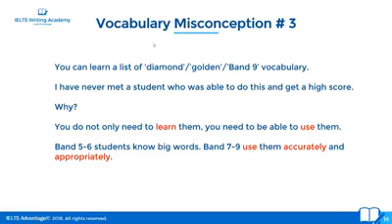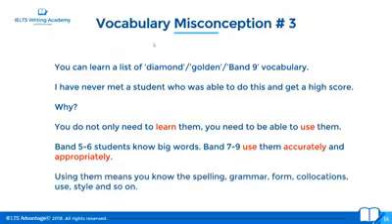Band 7, 8 and 9 students realize that they need to not only learn words properly, but use them accurately and appropriately. Using them means that you know the spelling, the grammar, the form, the collocations, the use, the style, and so on. You need to use words that you understand 100% and you're able to use 100%. If you do not get to that stage, you're not ready. So many of you are complaining, I'm stuck at 6, I'm stuck at 6.5, okay, what are my choices? So you have a choice.